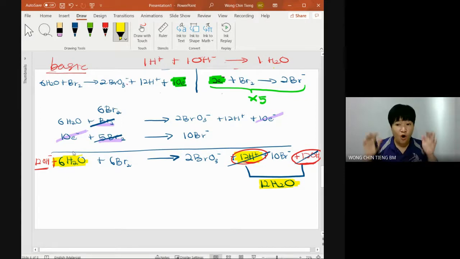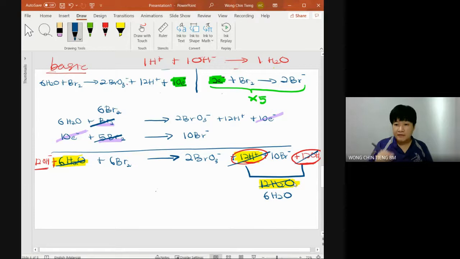H2O repeated in the opposite direction. Kita tambah atau kita tolak? Minus. We minus. 6 and 12. Yang lebih mesti duduk kat 12 lah. Betul?